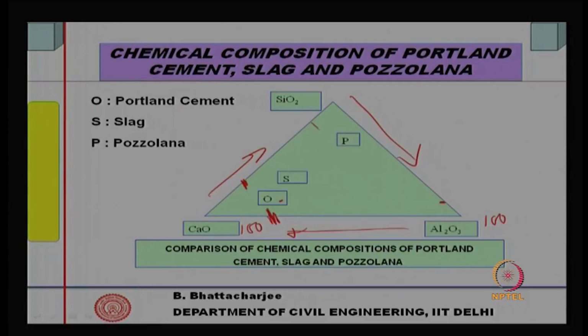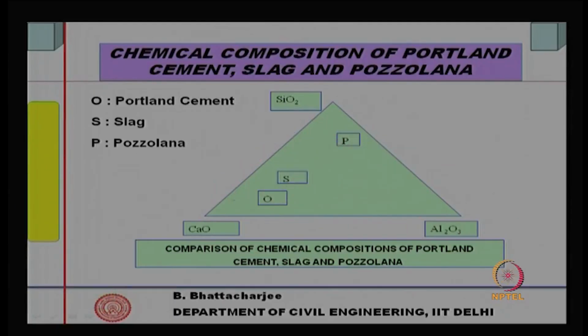You come to pozzolana, it has got high SiO2 and a small quantity of Al2O3. Parallel lines have to be drawn here. This is the Al2O3 line maximum, the CaO line will be like this, and the SiO2 line will be like this. So, SiO2 will increase in this direction together.